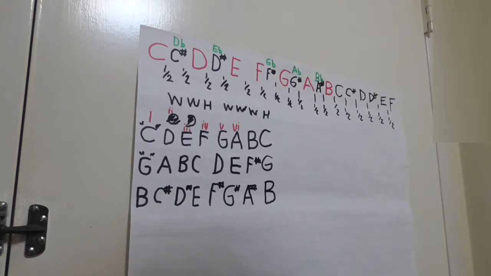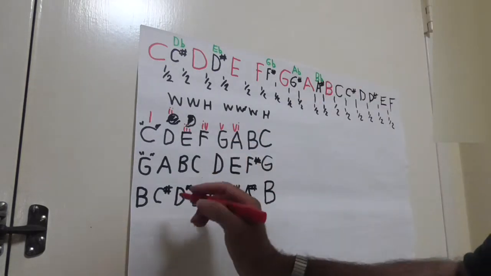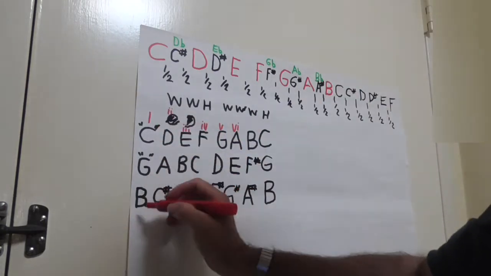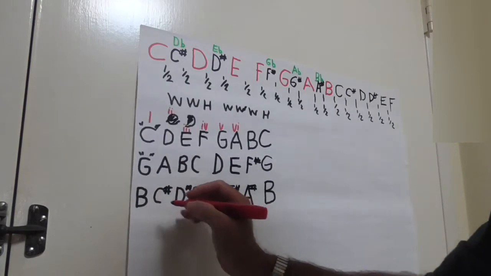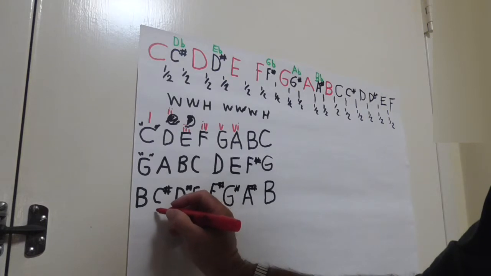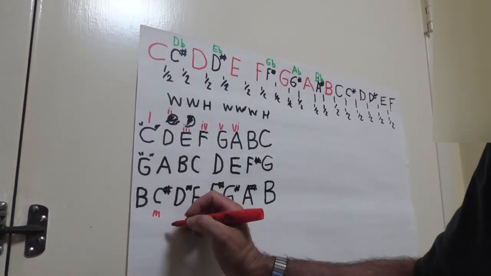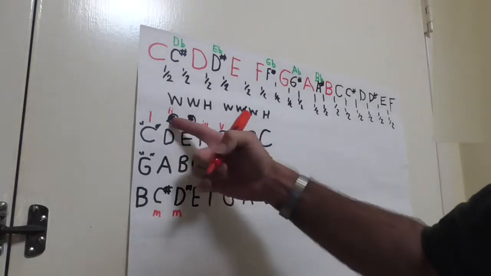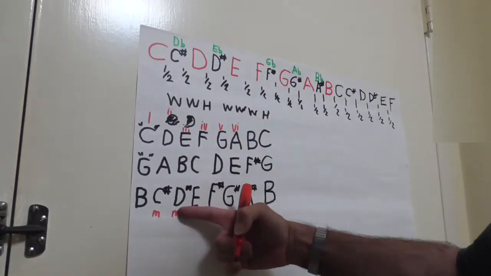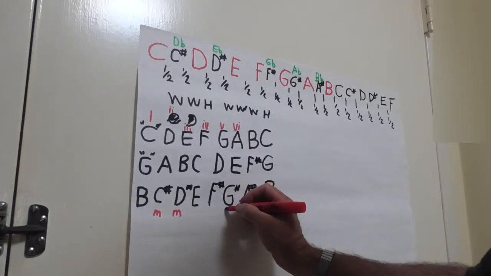This is going to become really cool in a minute, especially for guitar, because what you've got now is column 1, and then you've got column 2. I'm going to put an M over here. That means absolutely nothing to you right now, but it's going to mean something in a minute. I'm going to put an M under column 2, an M under column 3, and an M under column 6.